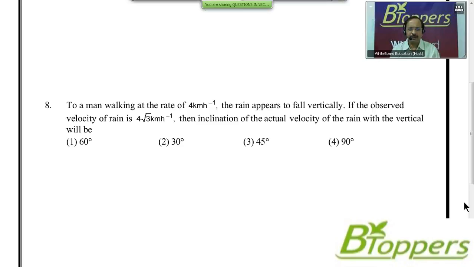To a man walking at the rate of 4 km per hour, the rain appears to fall vertically. The observed velocity of the rain is 4 root 3 km per hour. The inclination of the actual velocity of the rain with the vertical will be. Four options are given. First option 60 degrees. Second option 30 degrees. Third option 45 degrees. Fourth option 90 degrees. Come on, try this question first. In case you need more time, you can pause and try. Come on, look at the next question.